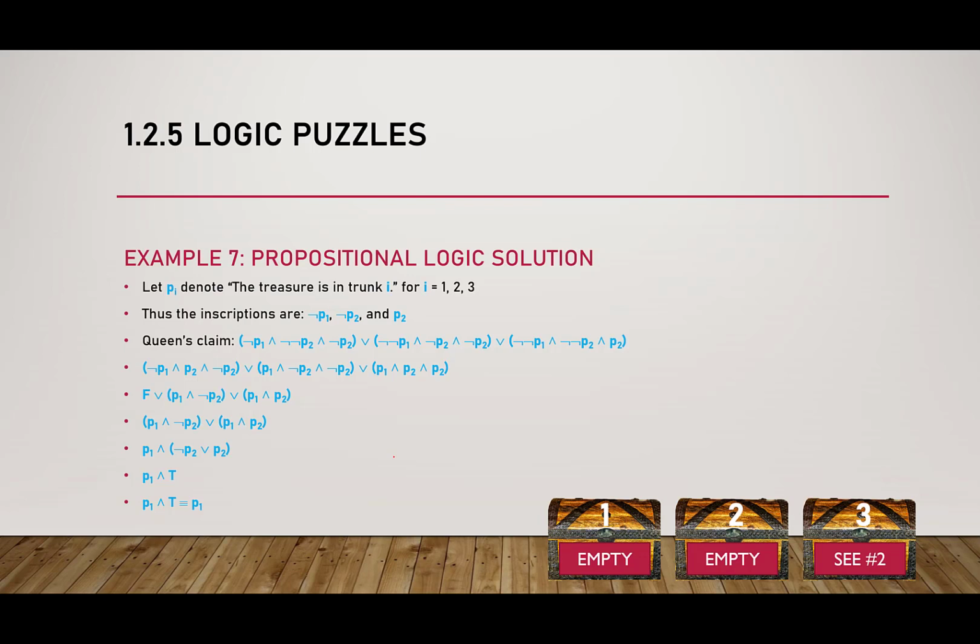Okay, and again, we'll learn about that rule officially another day. But that is our final result, that P1 is the only one that's true. Believe it or not, P1 is empty. Okay, so the treasure is in P1. So by the original rules of our proposition, P1 means the treasure is in trunk 1. And so that means it's here.